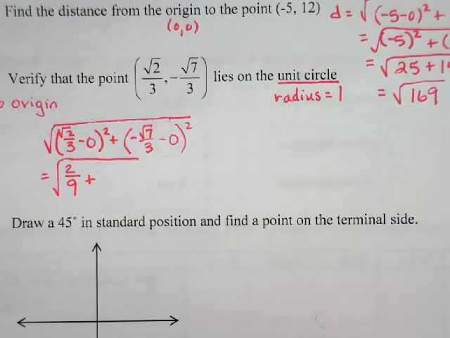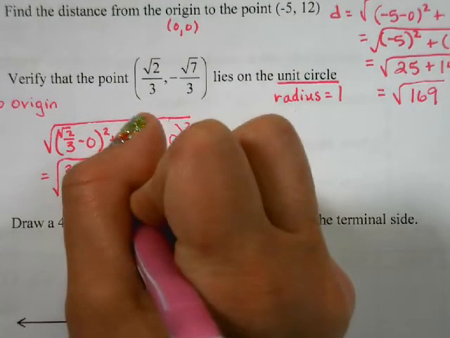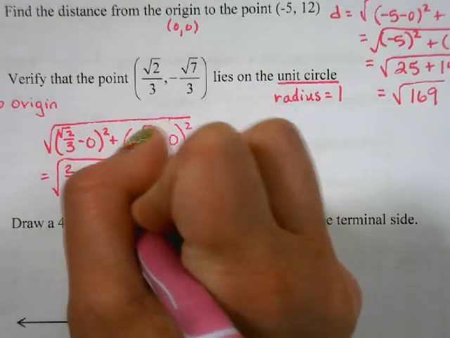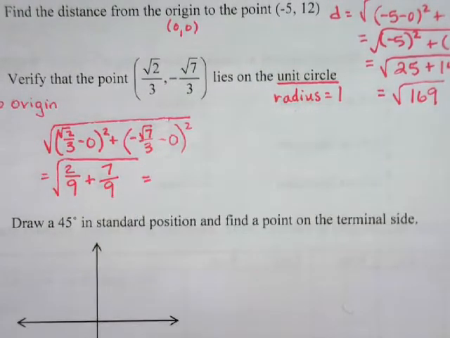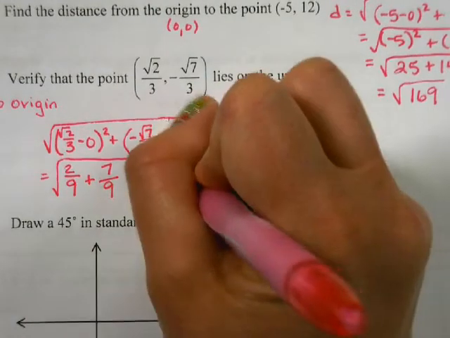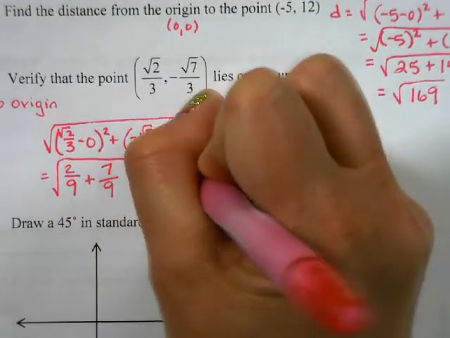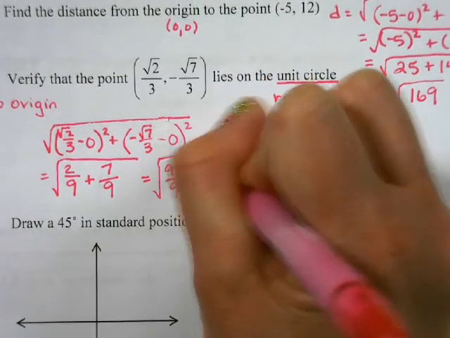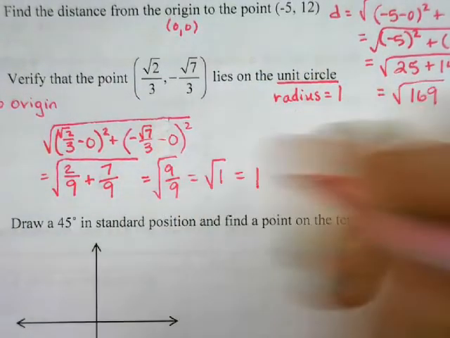Negative root 7 over 3 minus 0 would still be negative root 7 over 3. So what's negative root 7 squared? 7, right? A negative squared is a positive, so that becomes 7. 3 squared is 9. What's 2 ninths plus 7 ninths? 9 ninths. What's 9 ninths? 1. What's the square root of 1? 1. Yay!